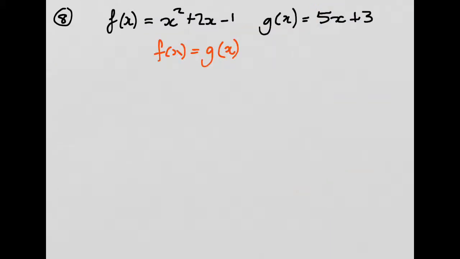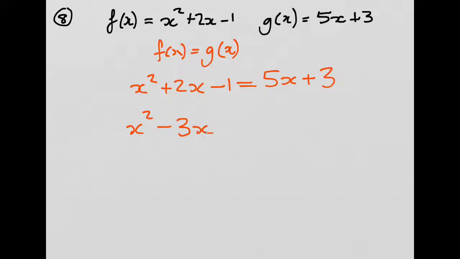Question 8, 2 functions, f and g. Now you're asked to put them together. So you have to put f of x equal g of x. So let's just do that. x squared plus 2x minus 1 equals 5x add 3. Now we've got to solve this. The only way you solve anything which has got a power is to make the right hand side 0. So I'm going to bring the 5x over, and it's going to become minus 5x, so 2 minus 5 is minus 3x, and then bring the 3 over, minus 1 minus 3 is minus 4, equal to 0.